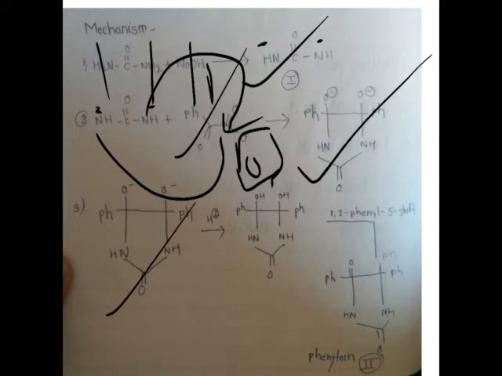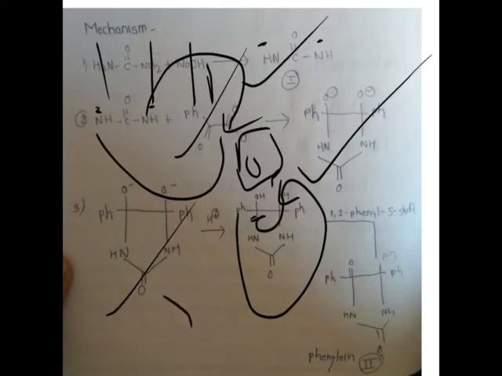In the next step, the shifting takes place, and during the shifting, this phenyl ring is shifted towards this carbon and this hydroxy group towards this carbon. So now this carbon consists of 2 hydroxy groups.